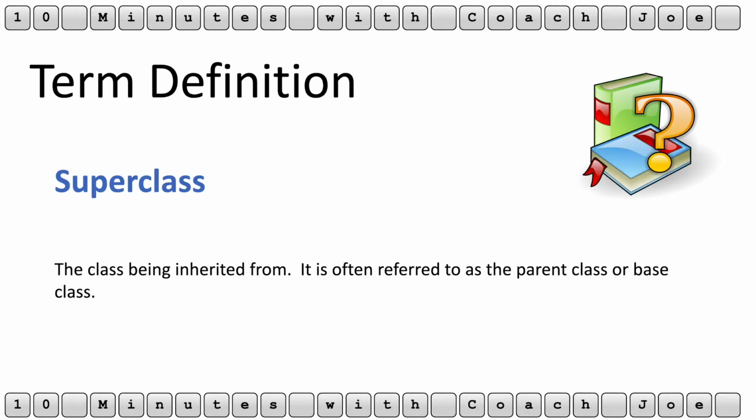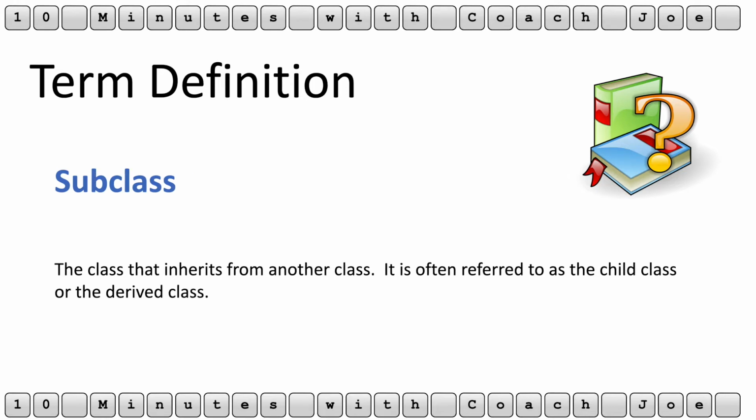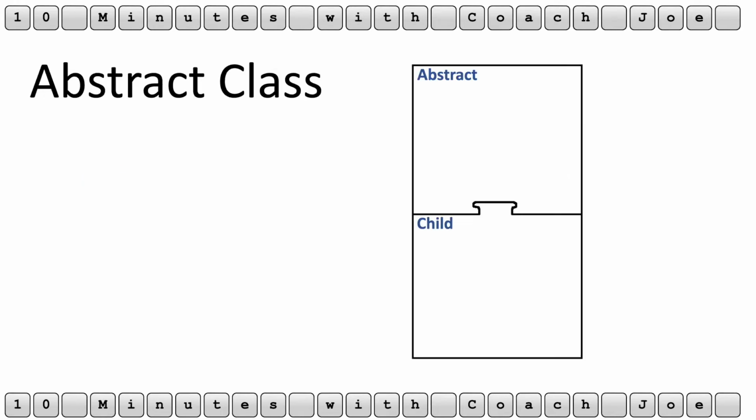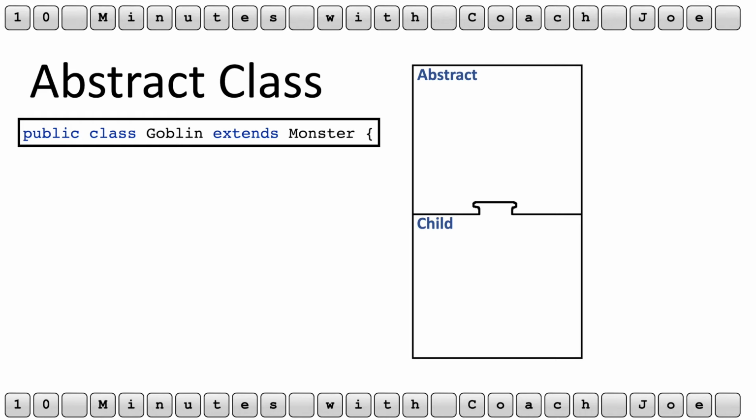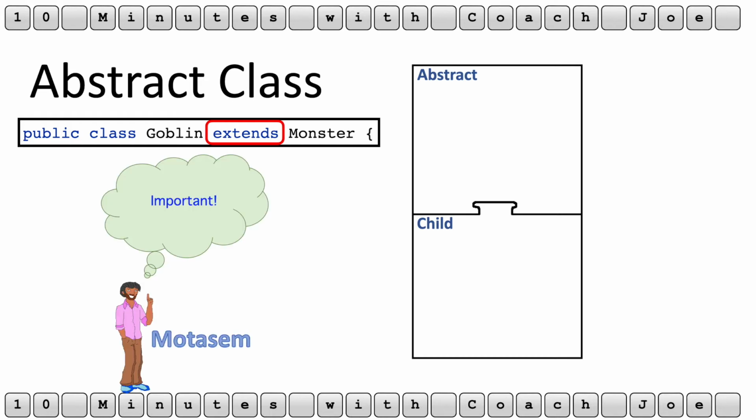The superclass is the class being inherited from. It is often referred to as the parent class or the base class. The subclass is the class that inherits from the superclass. It is often referred to as the child class or the derived class. When declaring the abstract class, there's a class name like Monster and a keyword abstract. When declaring the child class, there's a class name like Goblin, and the keyword extends is used to inherit the abstract Monster class. The keyword extends works for inheritance and the abstract class.